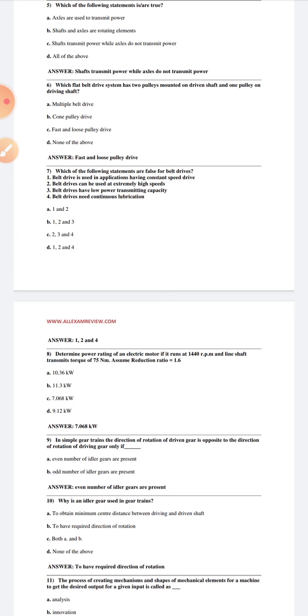Determine the power rating of an electric motor if it runs at 1440 rpm and the line shaft transmits 75 Newton torque. Assume the reduction ratio is 1.6.